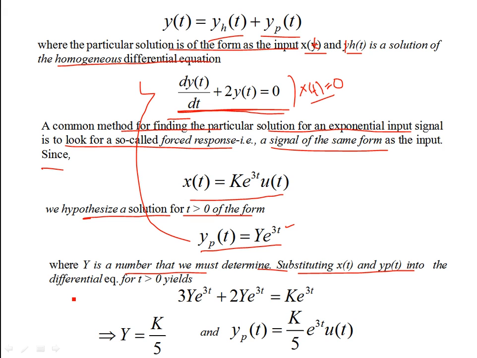So substituting x(t) and y_p(t) into the differential equation for t greater than 0 will yield y equal to k by 5. So this is your y_p(t). So we have a particular solution with us. But to complete the solution, we must find the response of the system to zero input over here, right?